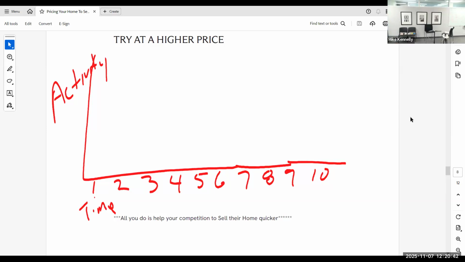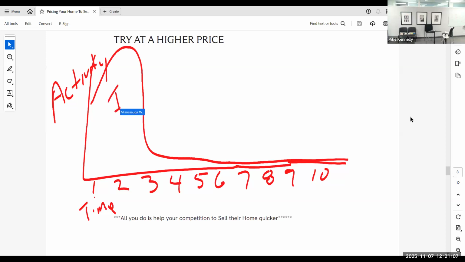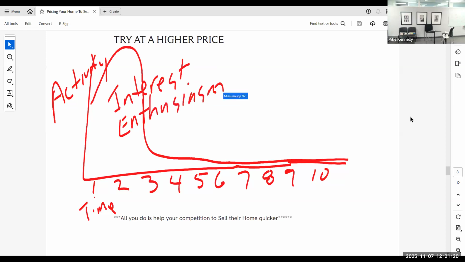Okay. So this is how you draw this graph. Start it up here. It's way up here. And then it comes down like this. That's your enthusiasm chart, Mr. and Mrs. Seller, for buyers and their realtors. You agree with me, right? So this is the most amount of interest in your property. The most amount of enthusiasm. How do you spell enthusiasm? Yeah. Right there. Most amount of enthusiasm is right there.